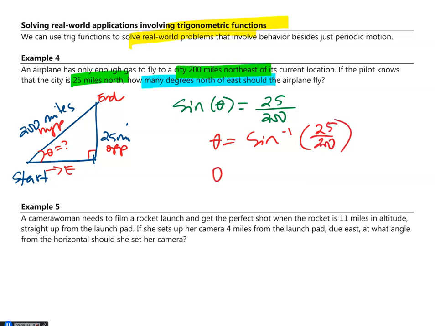So just use your calculator. Inverse sine of 25 over 200 is, in degrees, 7.18 degrees. So that is 7.18.